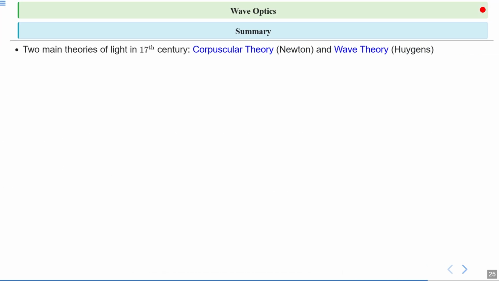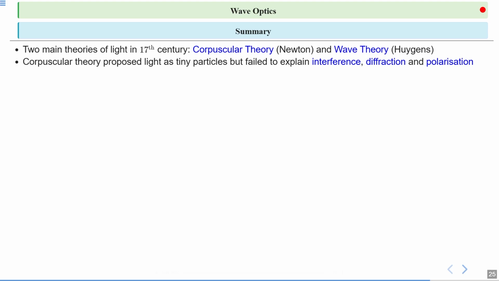Okay, so let's have a quick recap of what we have discussed. So in the 17th century, two main theories of light emerged: Newton's corpuscular theory and Huygens wave theory. These theories laid the groundwork for our understanding of light.